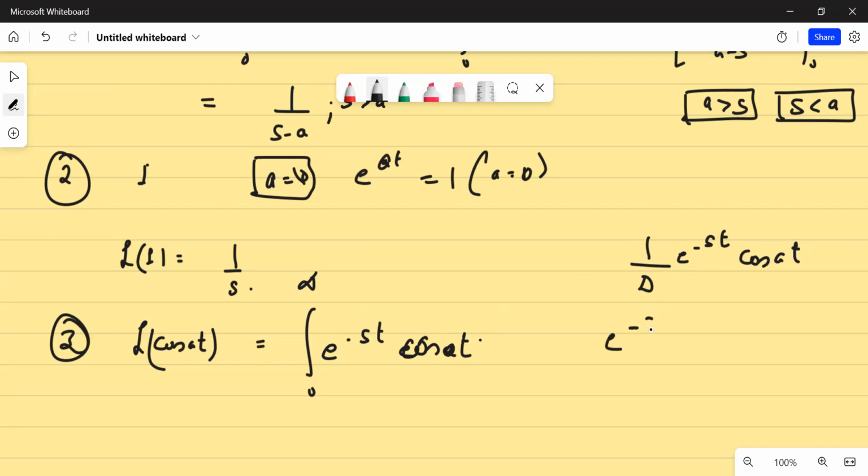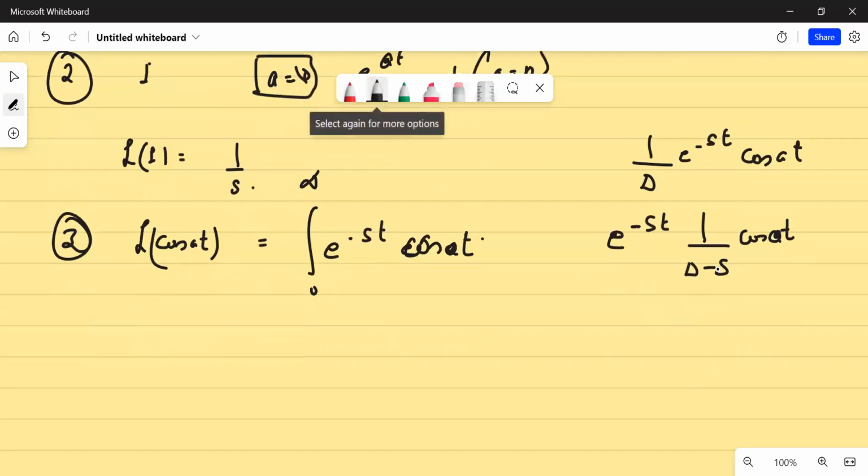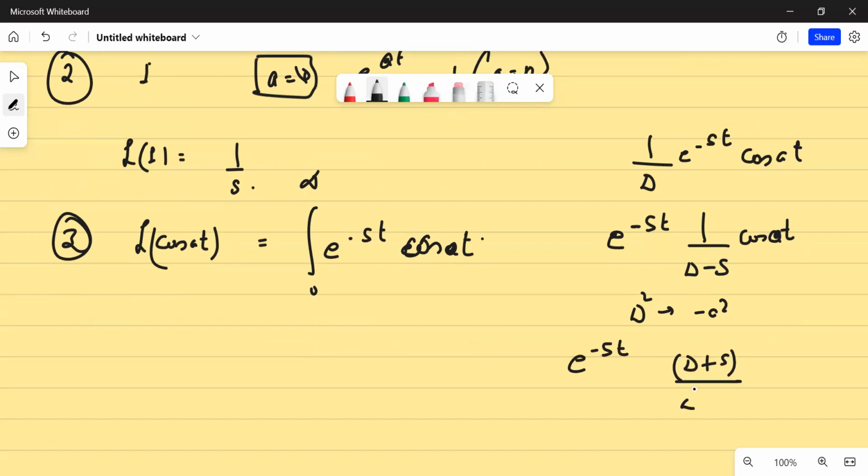And from the shifting property, I know if I shift my e to the power minus st here, there will be D minus s here, acting on cos at. Whenever we had to solve this, we had to replace D square by minus a square. So I'll multiply with D plus s and then D minus s. This will become D square minus s square on cos at. So I'm doing an integration here.